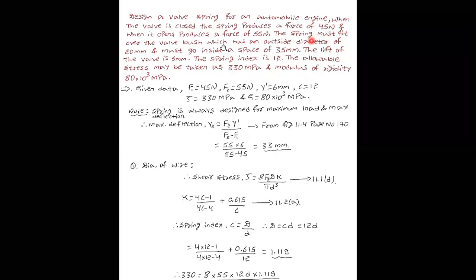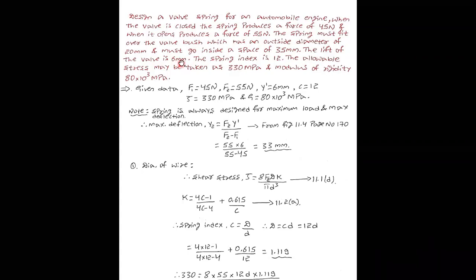The spring must fit over the valve bush. Means whatever spring design you're going to do, it should fit in whatever valve bushes are provided, and they have given the dimensions. The valve bush has an outer diameter of 20 mm and must go inside a space of 35 mm. These are the dimensions, and within that, the spring has to fit.